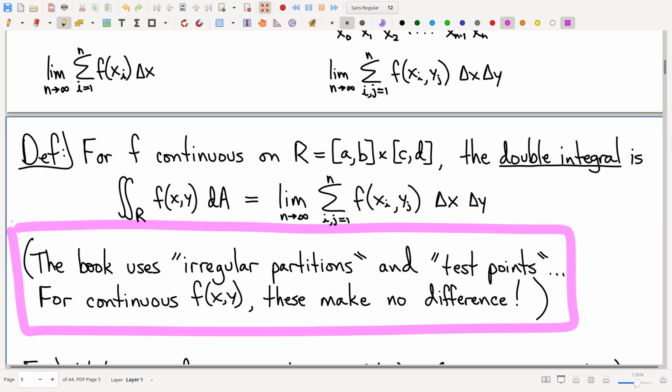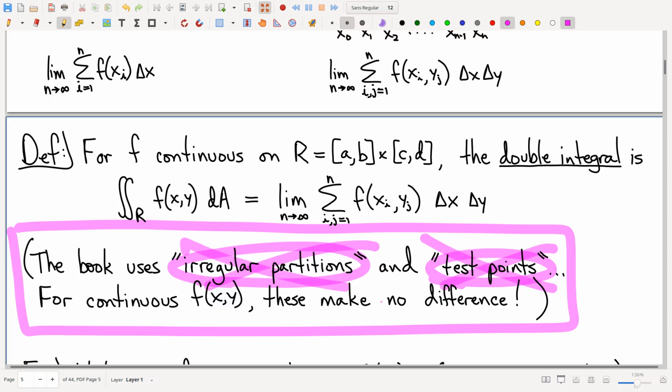The book's discussion of irregular partitions and test points is very important for treating all this carefully and rigorously, appropriate to a real analysis course. And it's just a little bit much, I think, for Math219. So you are absolved of any responsibility for irregular partitions and test points. You can take a look if you're curious, but you don't need to read that stuff.